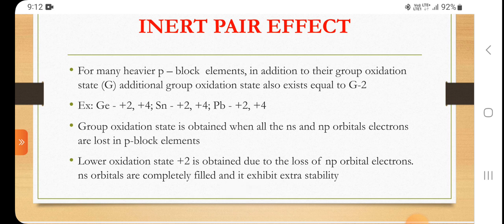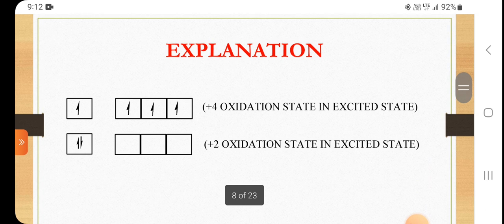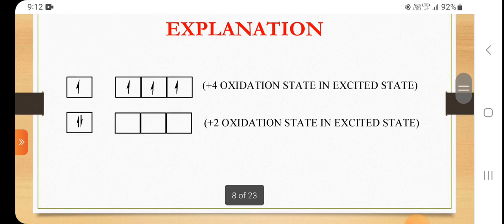Lower oxidation state of plus 2 is obtained due to the loss of np orbital electrons. ns orbitals are completely filled and they exhibit extra stability to the atoms. For example, in plus 4 oxidation state, all the 4 electrons are singly occupied. In plus 2 oxidation state, the 2 electrons occupy the s orbital, and the p orbitals look empty. The completely filled s orbital has some stability, so it exhibits plus 2 oxidation state also.